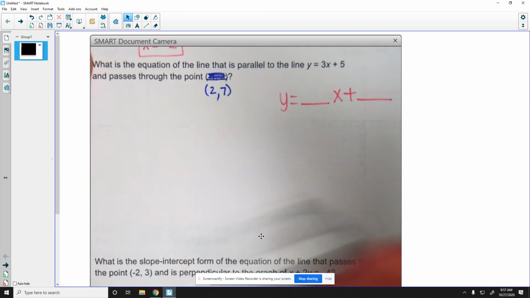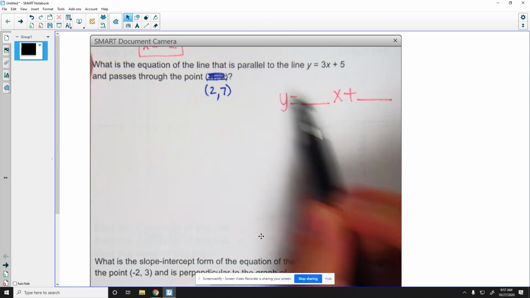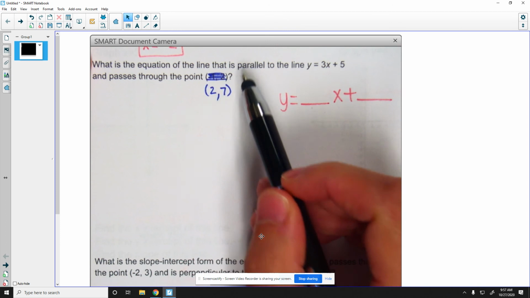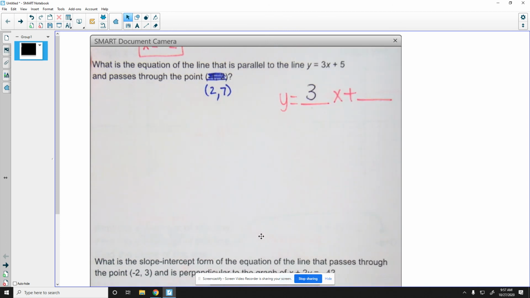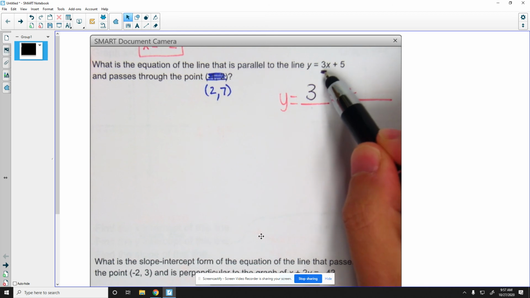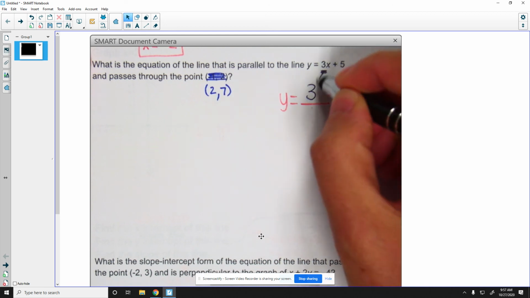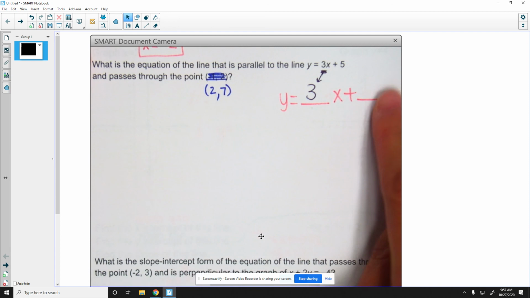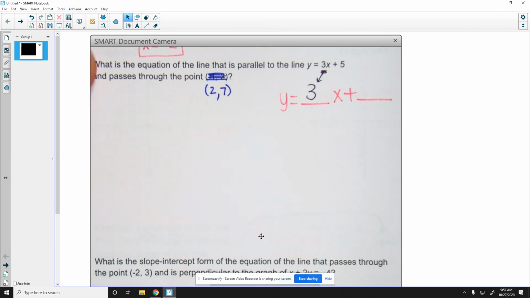Can someone raise their hand if they know what number has to be the slope because it's parallel? 3, yes. Right, does that make sense? Parallel lines have the same slope. So if it's the same slope, you're just recopying it. Okay, now all I have to do is find b. We've done this like 1.5 million times.